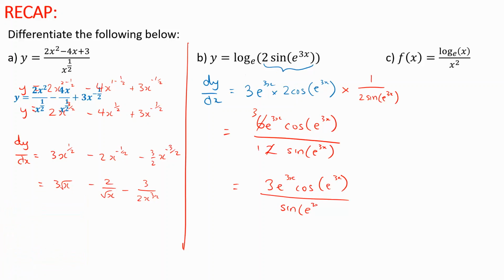sine e to the 3x. Okay. And obviously if you learnt from special, you can simplify the cosine over sine and rewrite it as cot of e to the power 3x. But for methods, leave it as it is. Okay.